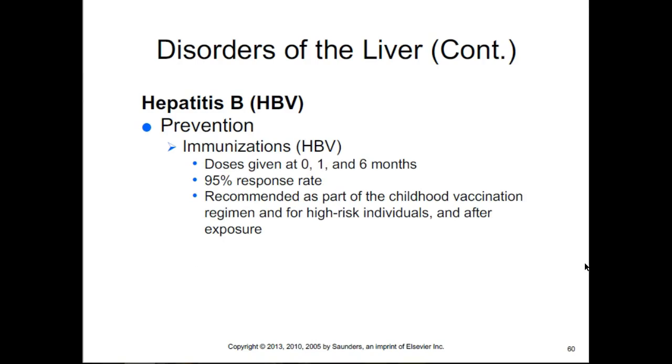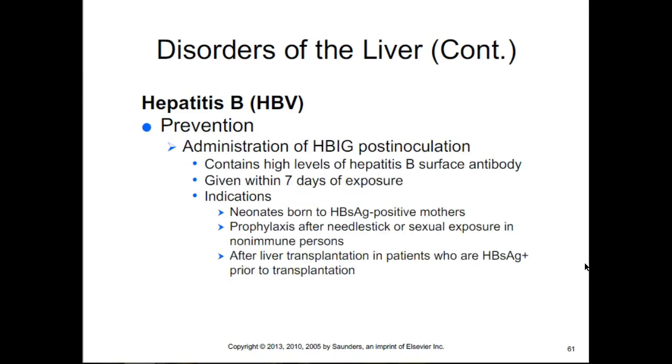Now, immunizations. We give doses at 0, 1, and 6 months with a 95% response rate. It's recommended as part of the childhood vaccination regimen, especially for people at high risk, like if your parents or somebody in the family have hepatitis B. And after exposure, there is administration of HBIG after post-inoculation, so it's prevention. It contains high levels of hepatitis B surface antibody.